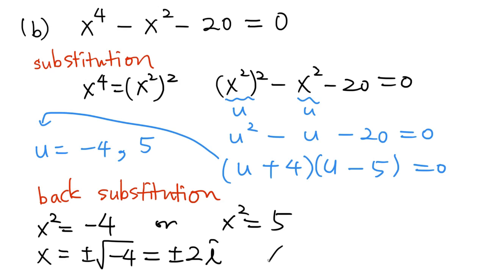The second equation is the same way. x is plus or minus square root of 5. So we've got 4 solutions.